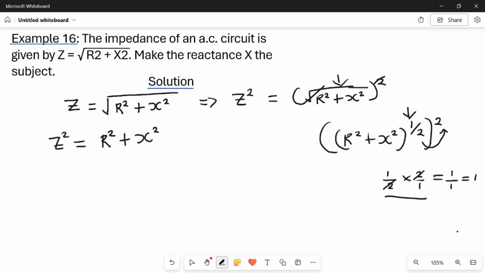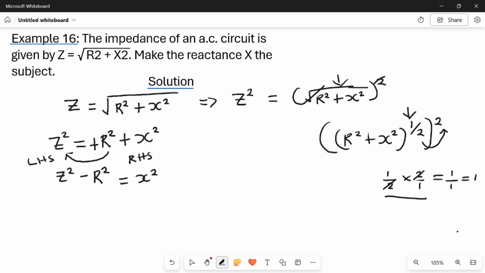So from here we'll take R square to the left hand side, and it becomes Z square minus, remember there's a plus sign here, so it will turn to a negative because you're moving it from the right hand side to the left hand side. So this will now become Z square minus R square equals X square.